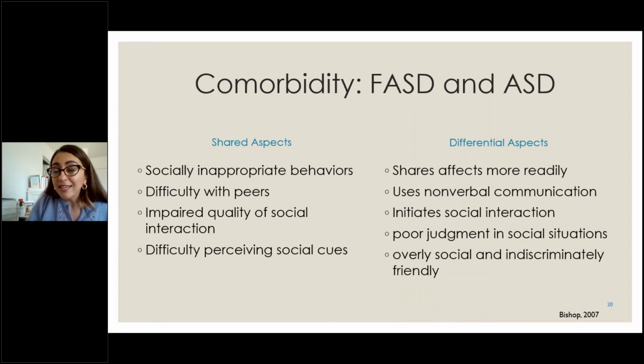The next one is between FASD and ASD. So what do we share? Well, they both display socially inappropriate behaviors at certain points. They both have difficulties with peers. They both have social interaction problems, and they both have problems perceiving the social cues coming from other people, right? Those are the commonalities, and just like one of our audience asked, how can we differentiate?